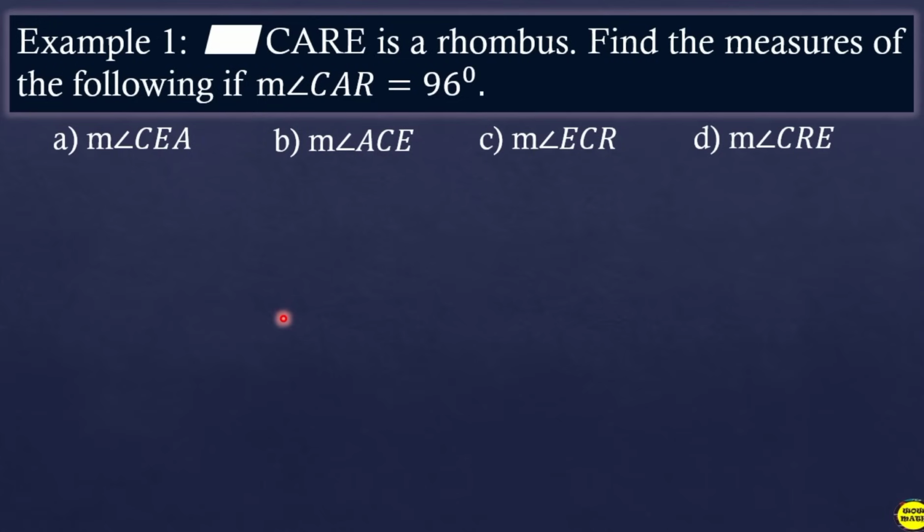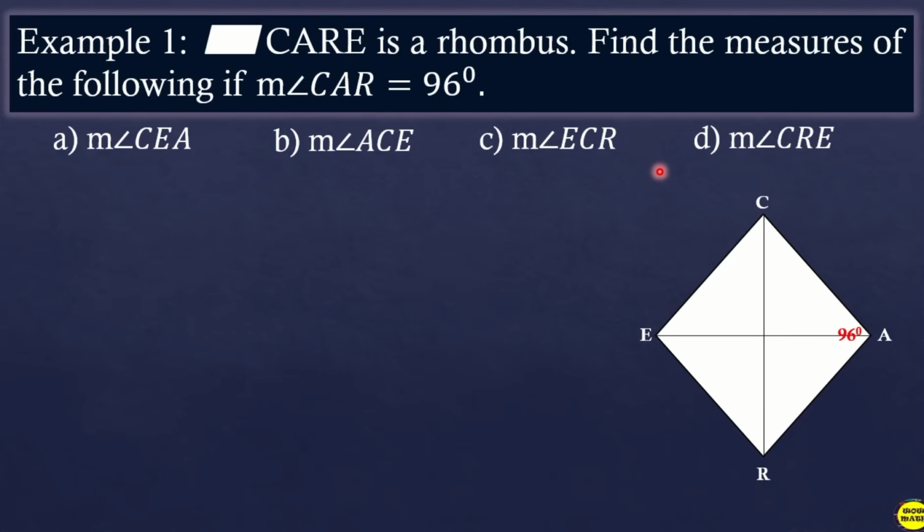Okay, let's have this one. Parallelogram CARE is a rhombus. Okay, so sabi ko nga kanina, a rhombus is a parallelogram. Okay, so parallelogram CARE is a rhombus. Find the measures of the following if the measure of angle CAR is 96 degrees. So ano po yung mga pinapahanap na measures? Ito pong apat. Okay, so here's our figure.